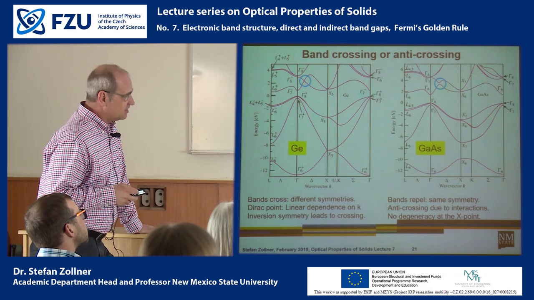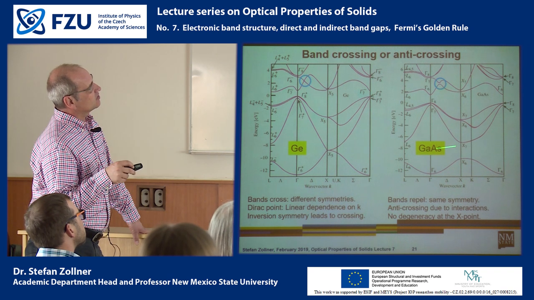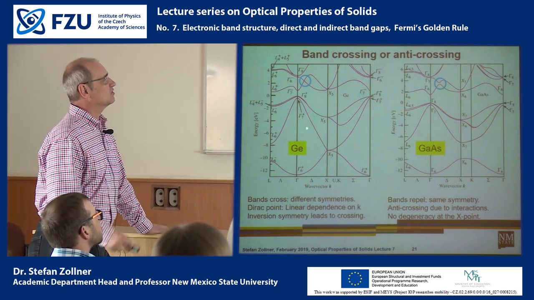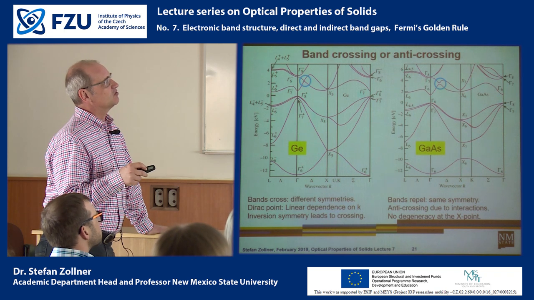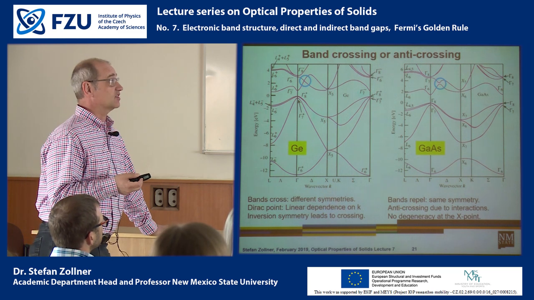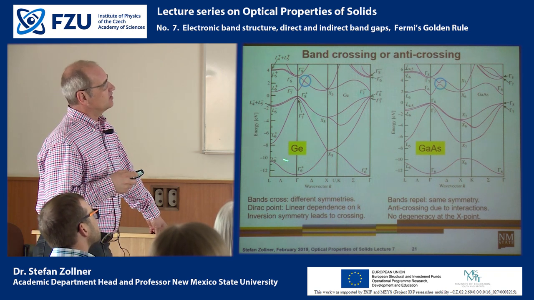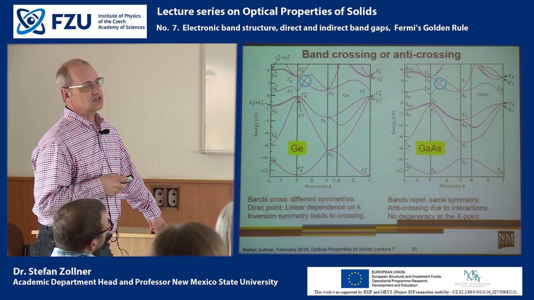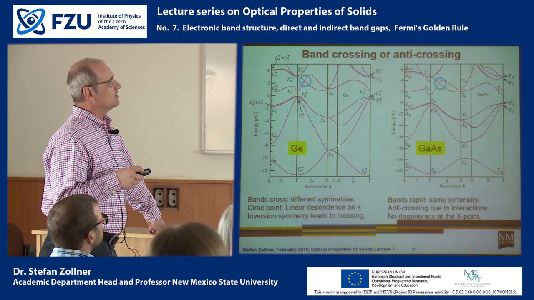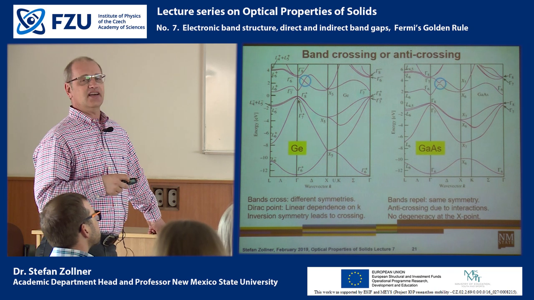I want to point out one detail here. There are two important differences between the band structure of germanium and gallium arsenide, and these two differences have to do with the fact that germanium has inversion symmetry, but gallium arsenide does not have inversion symmetry because the gallium and the arsenic atoms are different. So we lose the inversion symmetry. Because of the inversion symmetry, the space group for germanium is non-symmorphic. We have non-primitive translations. And therefore, entire papers have been written about the nature of the bands at the X point.